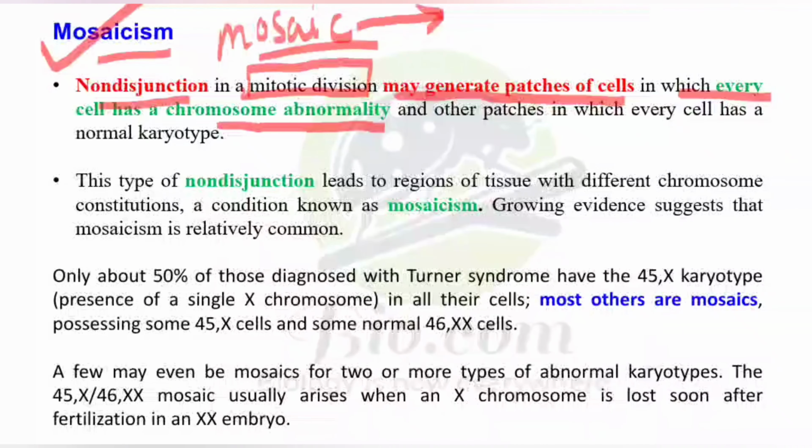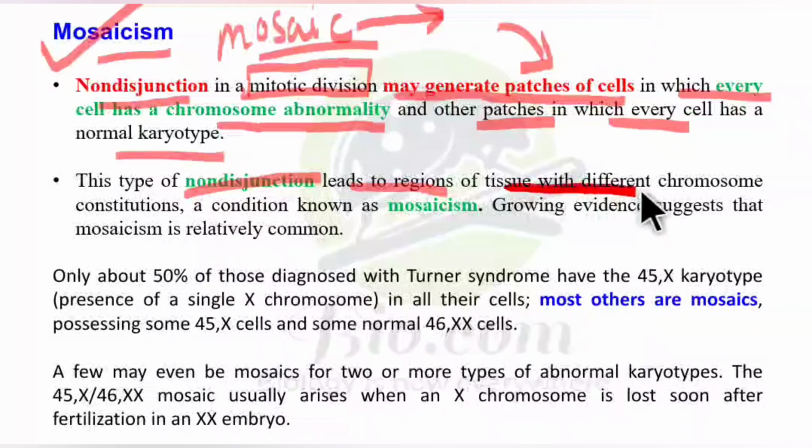यानी कि जब भी non-disjunction होता है during a mitotic division, it creates patches of cells and every cell has a chromosome abnormality, and other patches in which every cell has a normal karyotype. It means कि कुछ patches जो generate होते हैं उसमें chromosomal abnormality होता है हर cell में, and in the other patch every cell has a normal karyotype like a normal person. And this type of non-disjunction leads to regions of tissues with different chromosome constitution, a condition called mosaicism.